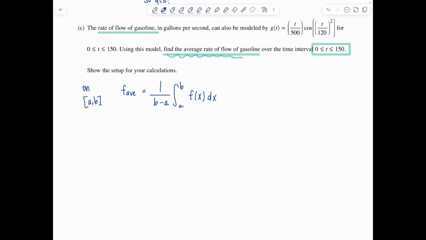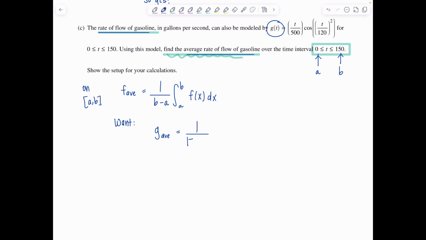So how would we apply this to this particular problem? Well, G of T is the rate of flow, right? Rate of flow of gasoline. And they want the average rate of flow. So what they want is G average. That's it. So it would be 1 over, what's B minus A? Well, they told me right here. B is 150, A is 0.